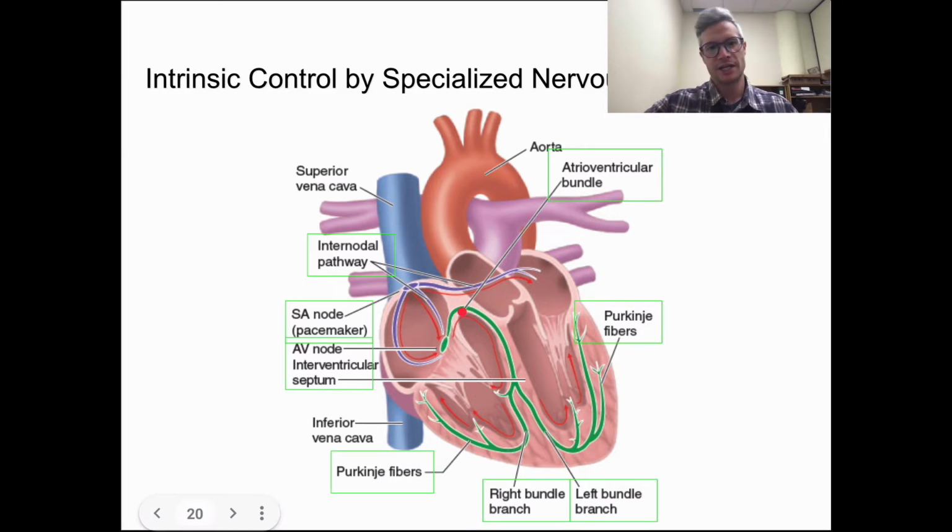From there, our signal's carried throughout the AV bundle, which is a bundle of nerves that lead down into the right and the left, or I guess depending on whose heart you're talking about, whether it's your own or one that you're looking at, right and the left bundle branches, which then turn into the Purkinje fibers.